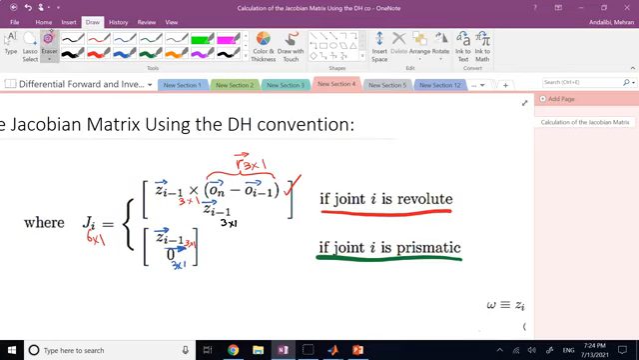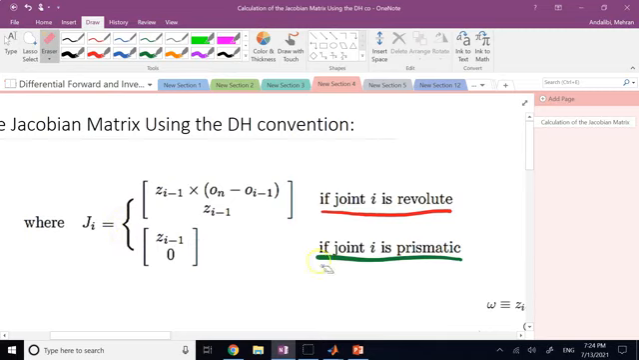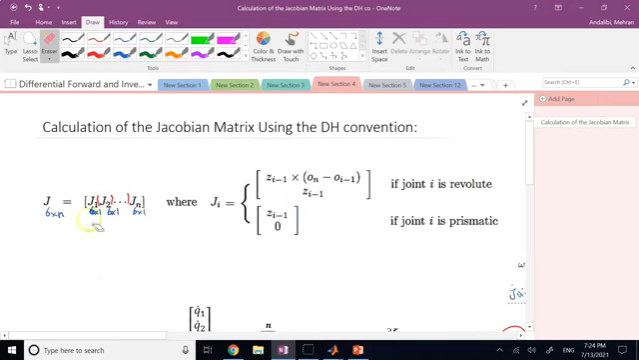So if the joint is revolute, I know how to calculate the ith column of the Jacobian. If it's prismatic, I know how to calculate the column of the Jacobian for that joint. And once I have calculated the columns for all these joints, I put them side by side, and that will give me what? My J matrix.